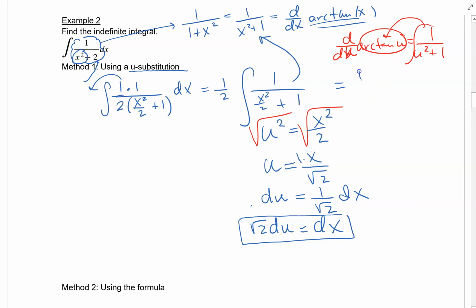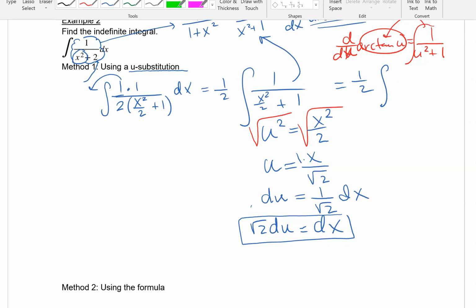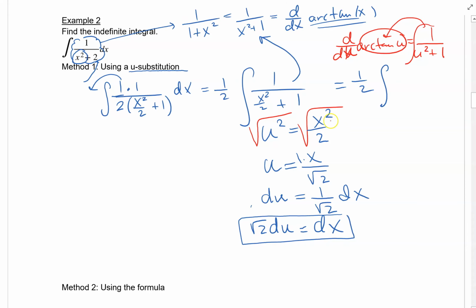So then I've got my 1/2 in front. I am now going to swap out my x squared over 2 for u squared. So I have 1 over u squared plus 1, which is what I wanted. And now I can swap out my dx for rad 2 times du.